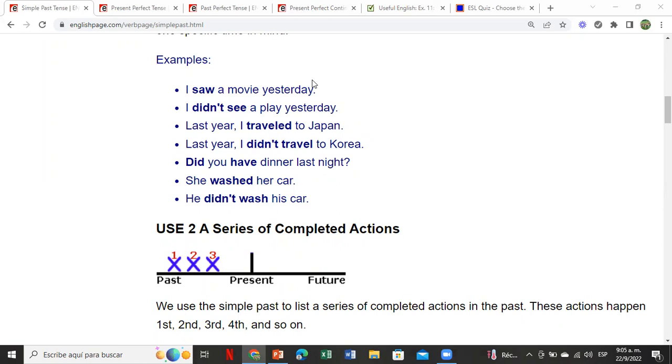I didn't see a play yesterday. Last year, I traveled to Japan. Last year, I didn't travel to Korea. Did you have dinner last night? She washed her car. He didn't wash his car. Okay, thank you so much.